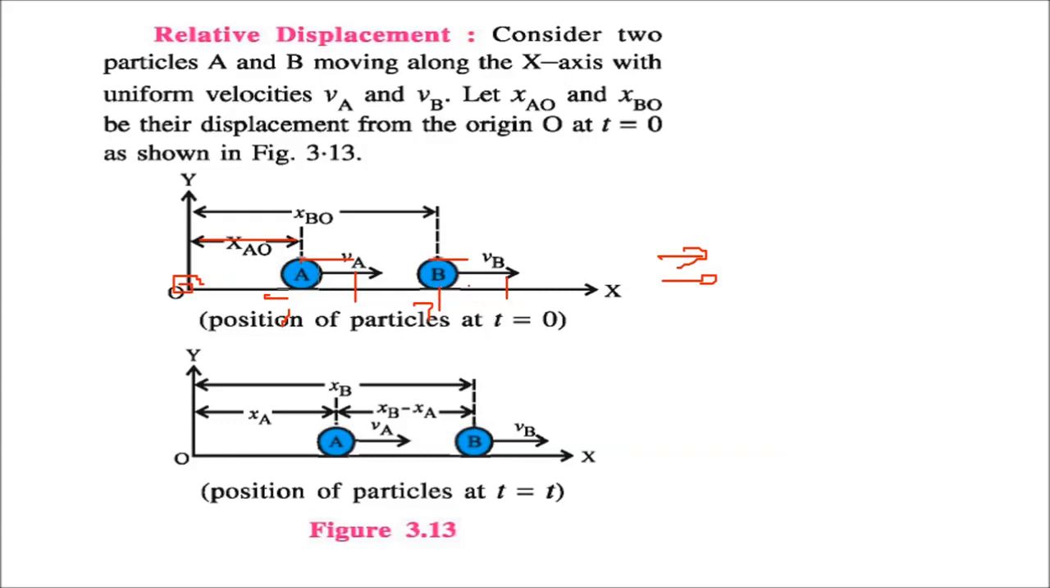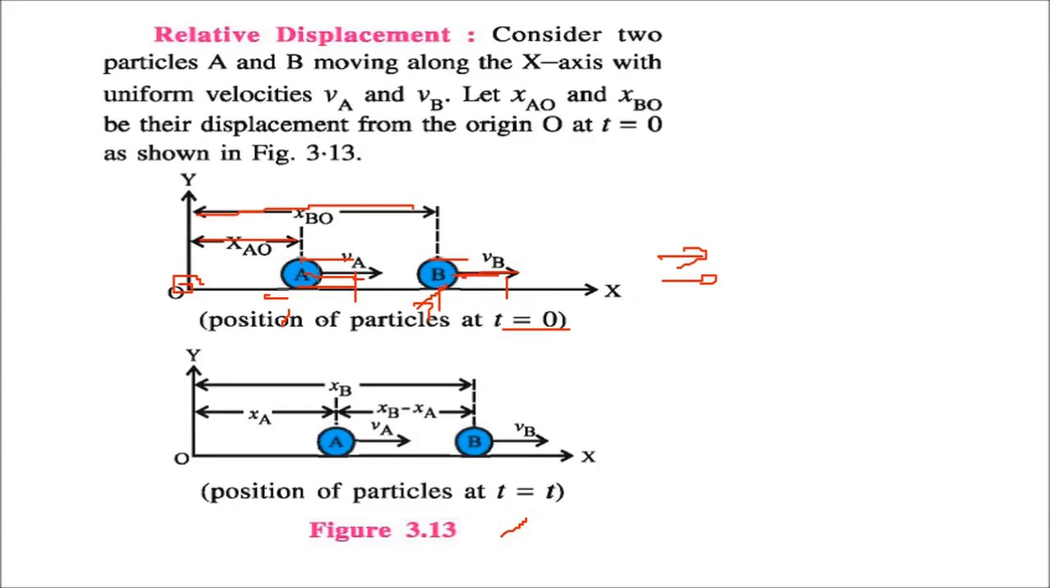This is also having a distance of XBO, meaning B is this particle, O is the origin. So the distance is XB. What is the velocity VA? This is velocity VB. So what is the position when they are just starting, that is t equal to 0? Say at some time t, they have started, and at t equal to t, this might have moved somewhere, and this also might have moved somewhere.